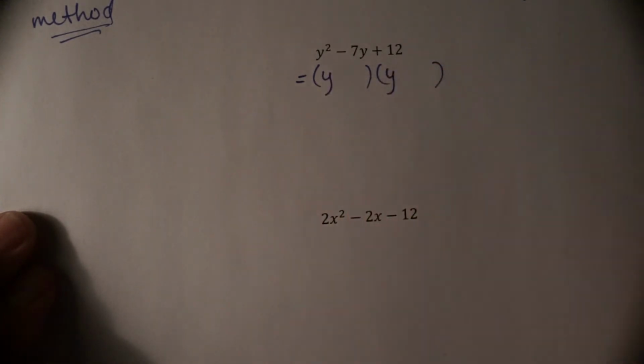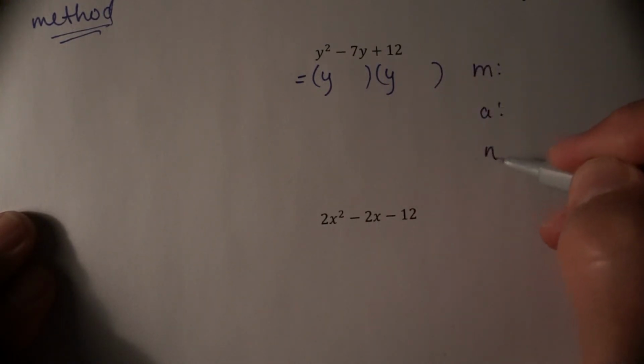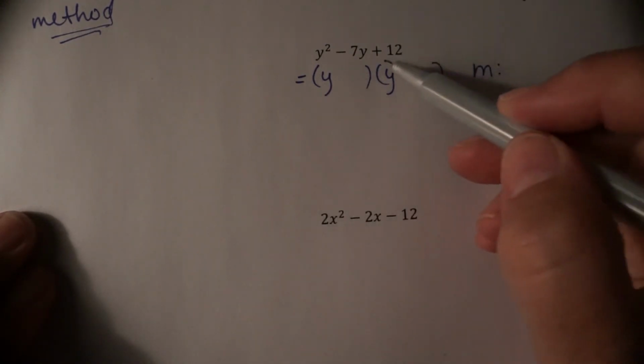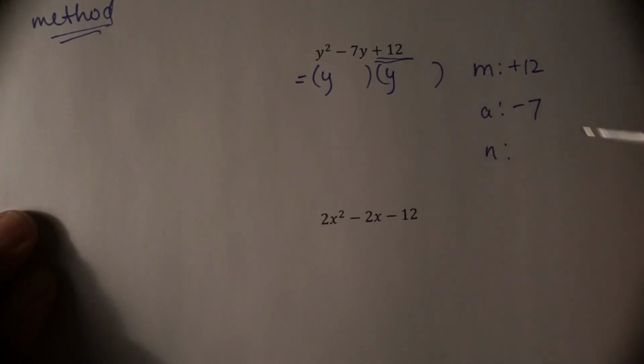I'm going to know that the first two are going to be y's because they multiply to y squared. I'm going to write my man over here, multiply, add, and my numbers. Multiply, always multiply to the last number, a positive 12, and add to the middle number, which is -7. Now I got to find the numbers, and I start with the signs.